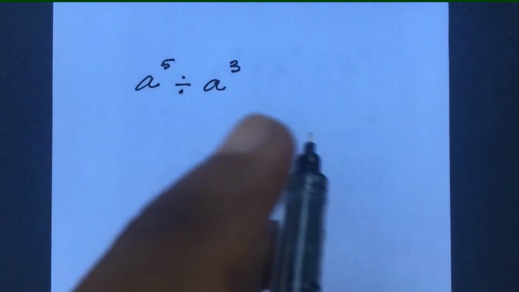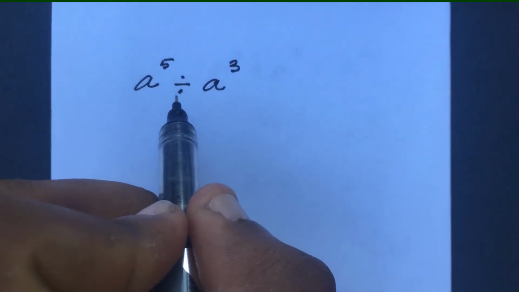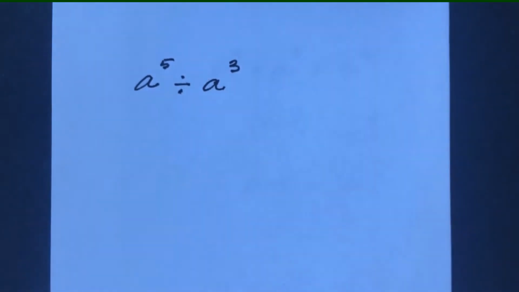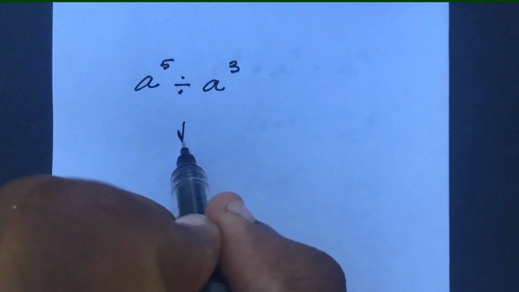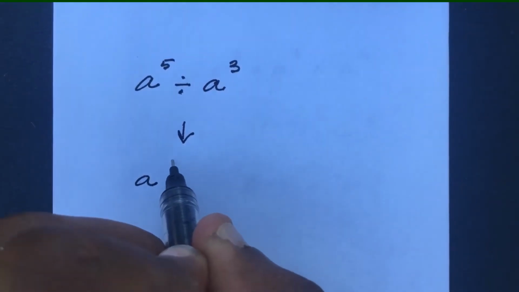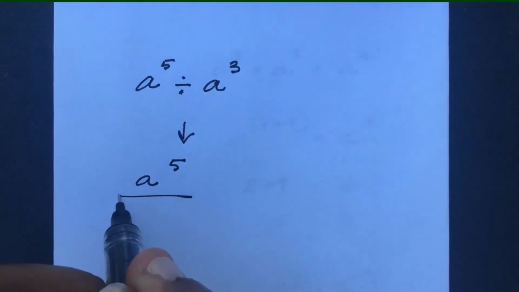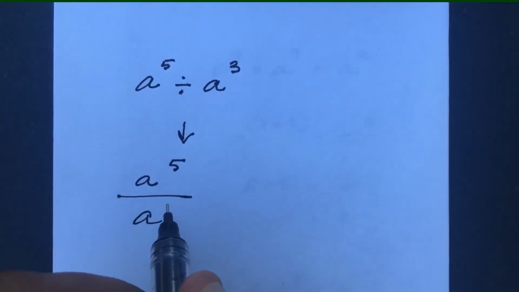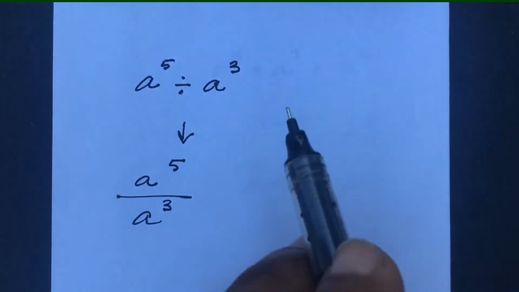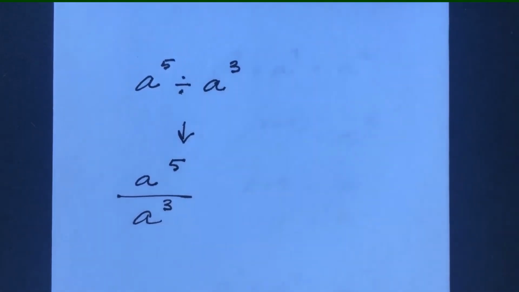Let's look at this one now. We have a to the 5th, and this time we're dividing by a to the 3rd. Now, I can rewrite this as a fraction, right? As a to the 5th over a to the 3rd. This division sign really means dividing, or it's really turning something into a fraction.